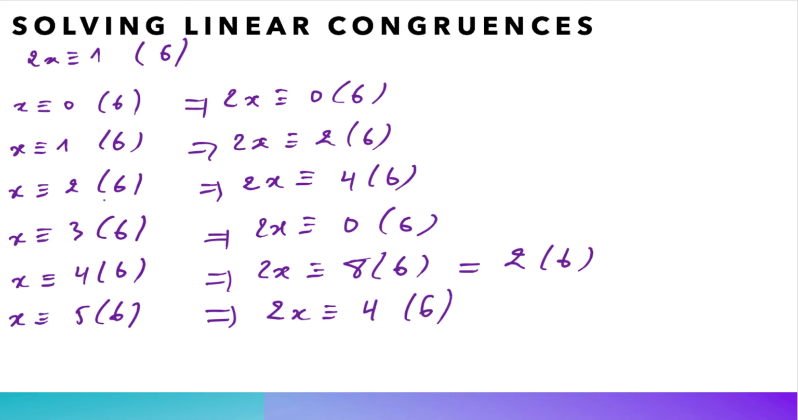So in all cases, 2x never hits 1 modulo 6, which means that this equation does not have any solution modulo 6, or equivalently, 2 is not invertible modulo 6.